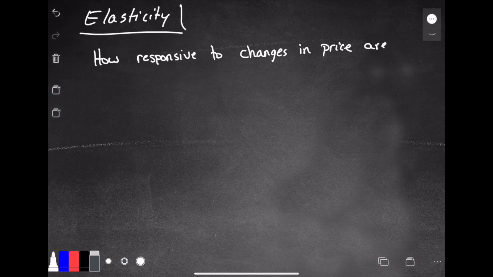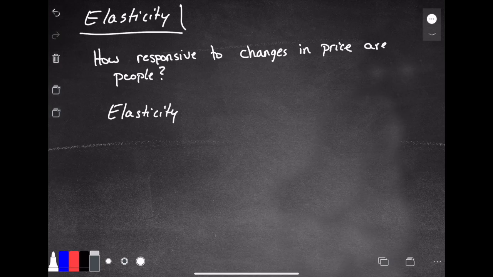So we know from the first law of demand that there exists an inverse relationship between the price of a good and the amount of it that's actually demanded, or the quantity demanded. But one thing we might want to know is how responsive to changes in price are people. And to measure this, economists have come up with a concept that we call elasticity.